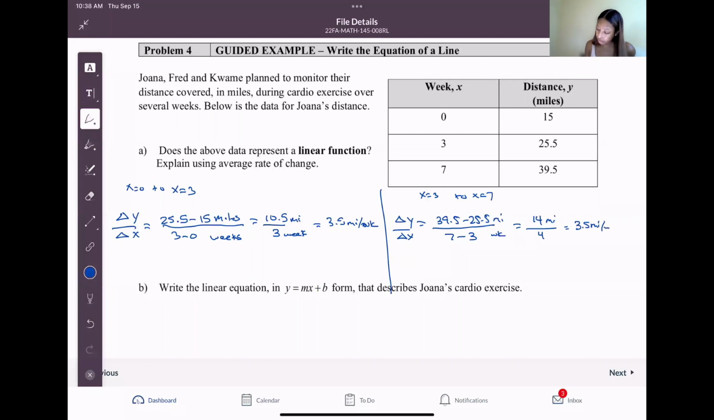And of course, you can use the calculator to double check this. So yes, when we calculate the average rates of change, we get the same thing. We can even look at 0 to 7 if we wanted to. You would still get the same thing, 3.5. So yes, this is a linear function.